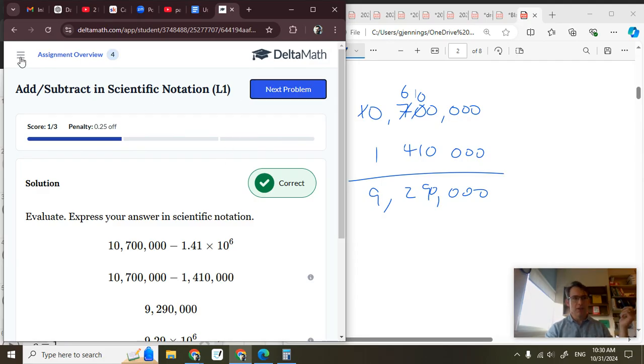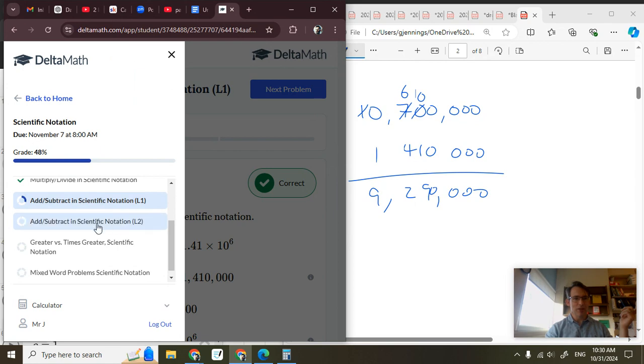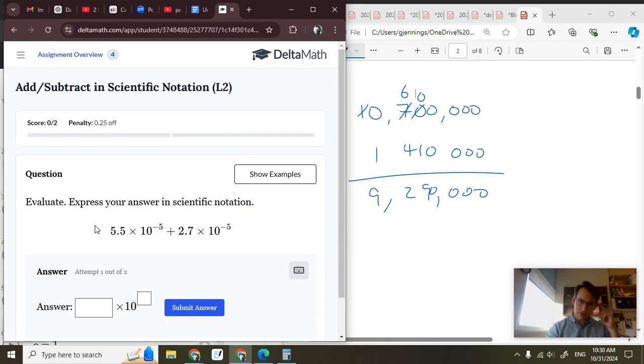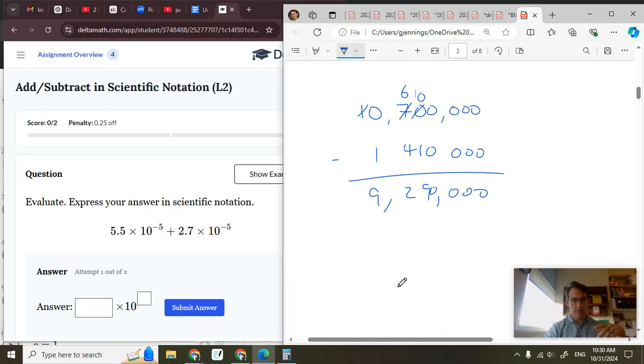Okay, just do that. Let's go back to add, subtract, and scientific notation, level 2. Here we go, negative ones. So again, you have to expand these. All right. This one, because they're the same power, there is a shortcut available. I'm not going to teach you the shortcut. You can discover it yourself. This is a 0.000055 and 0.000027, and we are subtracting.